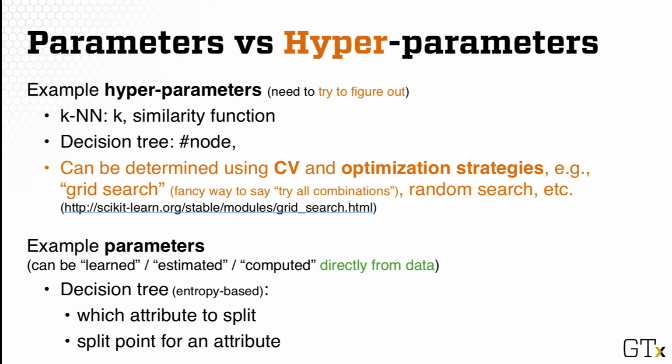The other type of parameters we call model parameters. So that means these are things that you can learn, estimate, or compute directly from data. For the case of decision tree, this could be the attribute you want to split on, or the split point for an attribute. The reason we say that these can be directly computed is because, let's say we use the entropy-based method, then we can just compute those without having to try all possibilities.